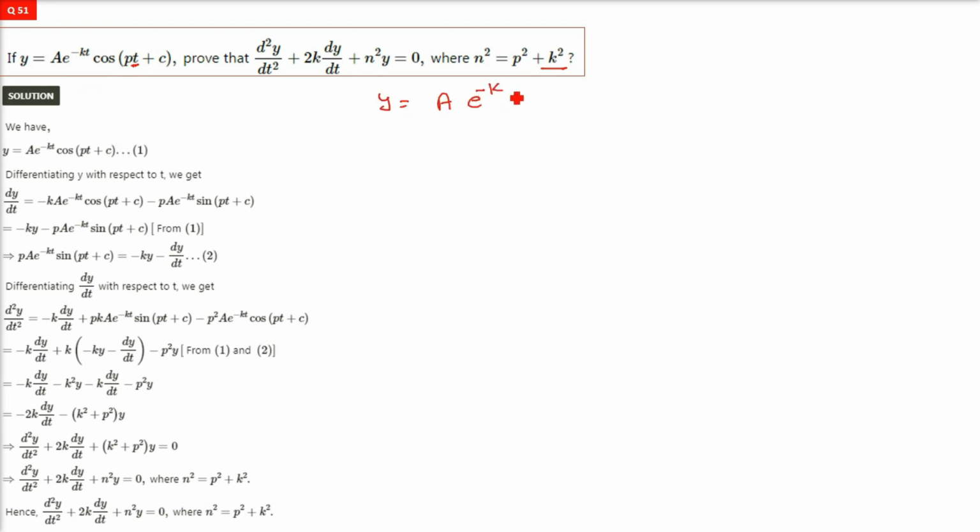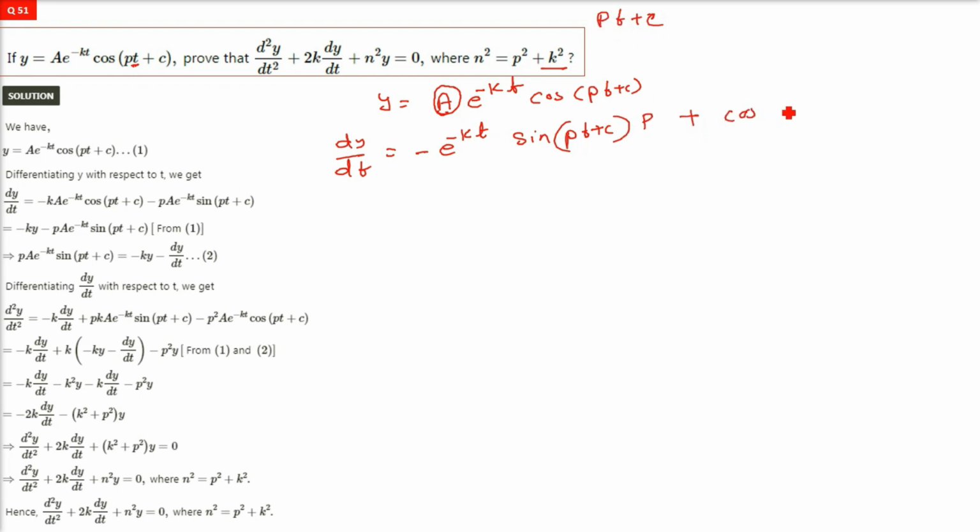y is equal to a e to the power minus kt cos(pt plus c). For dy by dt, as I said, you need to assume t like x because we are differentiating with respect to t. So I am applying the product rule. The derivative of cos(pt plus c) is minus sin(pt plus c), then pt plus c will be differentiated, which is going to be p only. Then we have cos(pt plus c). Now we are going to differentiate e to the power minus kt. It is going to be e raised to minus kt. Differentiation of minus kt will be minus k only.